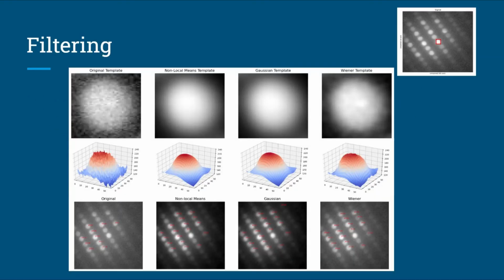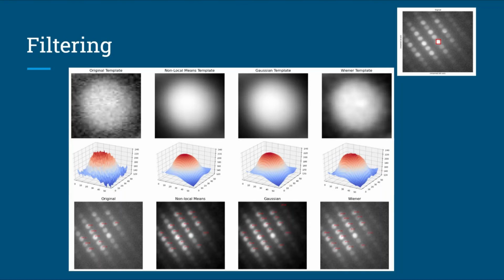Next, we shifted our focus to the accuracy of the identified spots. We experimented with 3 different image filters: the non-local means filter, the Gaussian filter, and the Wiener filter to see if they helped increase the accuracy of detected spots or helped identify more spots.